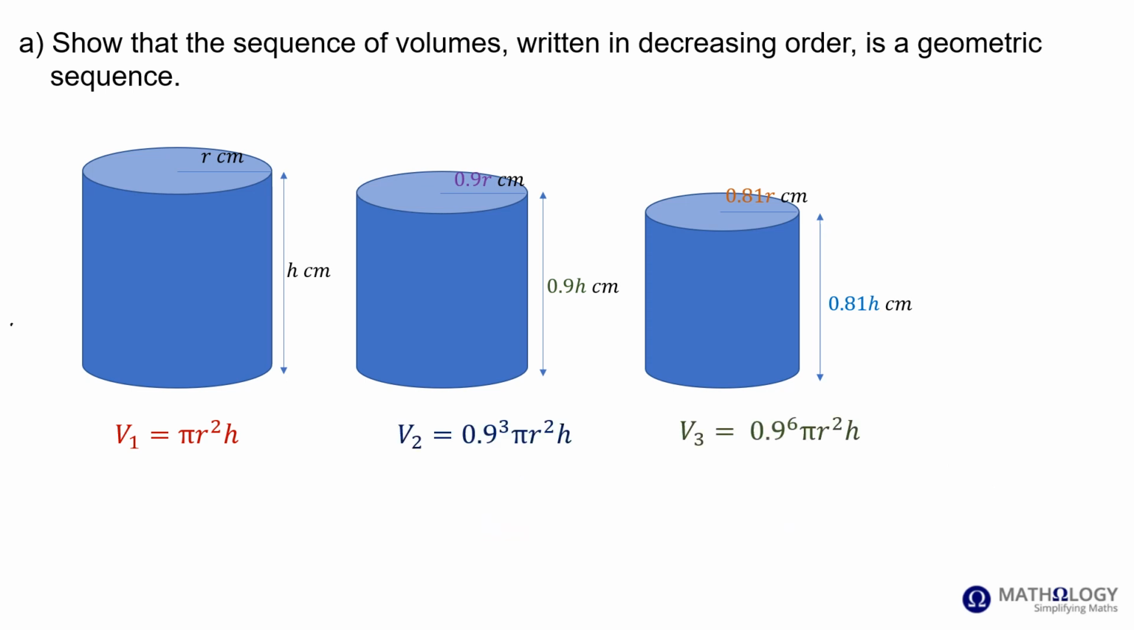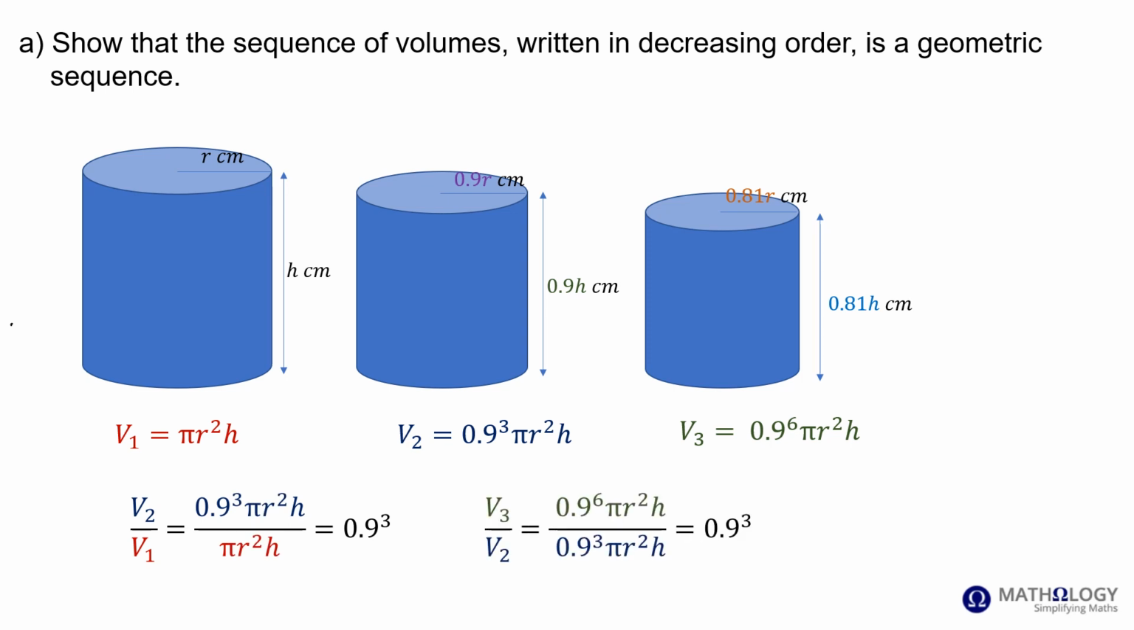The ratio V2 over V1 equals 0.9 cubed, as does the ratio V3 over V2. We can therefore state that the sequence of volumes of these cylinders forms a geometric sequence, since there is a common ratio between successive terms.